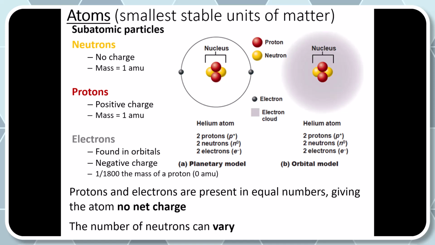Electrons are found outside of the nucleus, and it kind of depends what level of chemistry you're at, whether you say, oh, they're found in orbitals or electron shells, right? In Bio 1, we'll just say they're not in the nucleus. Electrons have a negative charge, and they have a really small mass, so we'll say it's effectively 0 atomic mass units. Protons and electrons are present in equal numbers, so that would give an atom no net charge. And then the number of neutrons can vary.